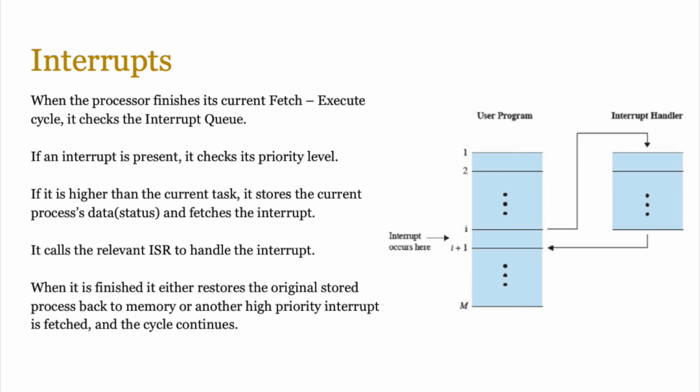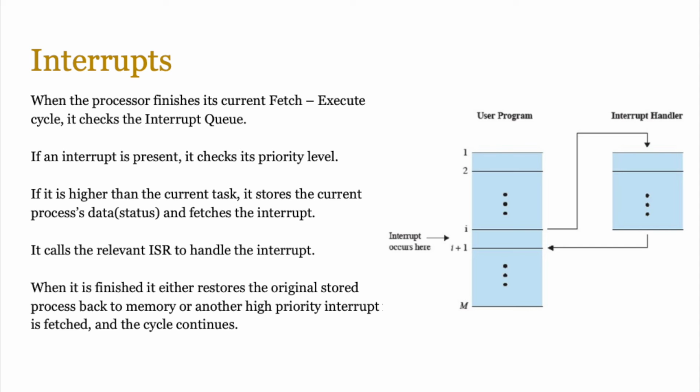So when the processor finishes its current fetch-execute cycle, it will check the interrupt queue. And if an interrupt is present, it checks its priority level. So it says, well, okay, is this interrupt higher than the current task I'm doing? If it's not, then it carries on with the current task. But if the priority level is higher, then it saves the status of the current process and then it calls the interrupt service routine to handle the interrupt.